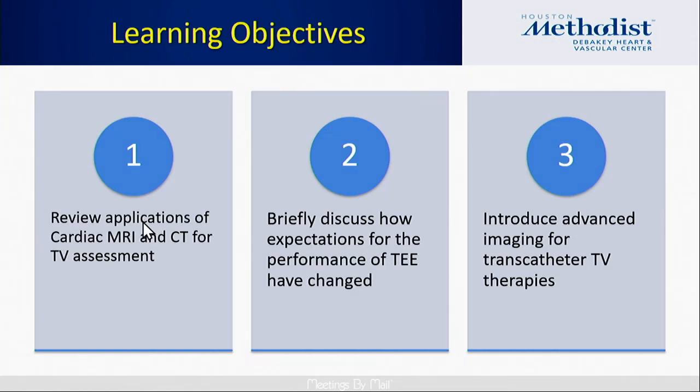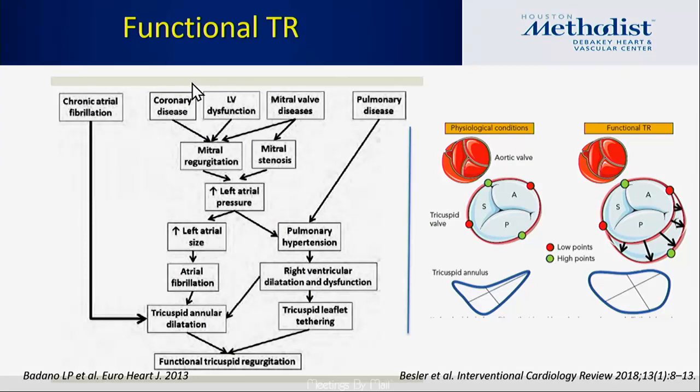Okay, so the objective is really to review briefly cardiac MRI and CT usage, or at least examples for tricuspid valve, briefly discuss some of the expectations that have changed for TEE, which is advanced, and then just briefly introduce some of the imaging challenges for transcatheter therapies.